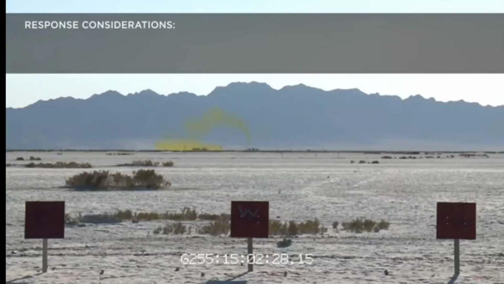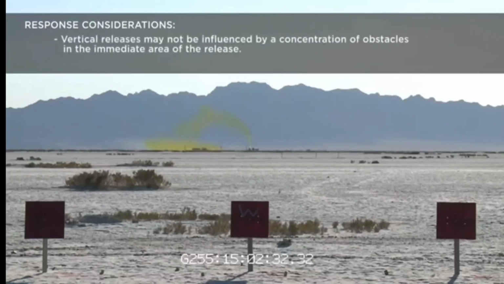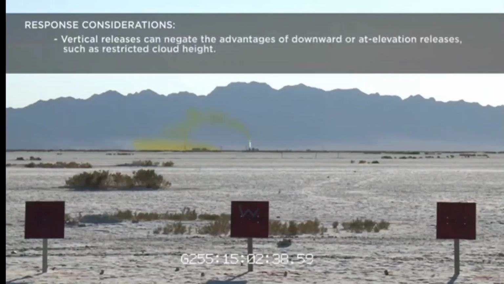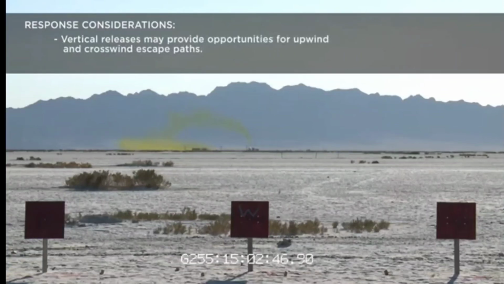The response consideration takeaways from this example are: vertical releases may not be influenced by a concentration of obstacles in the immediate area of the release. Vertical releases can negate the advantages of downward or at elevation releases, such as restricted cloud height, but vertical releases may provide opportunities for upwind and crosswind escape paths.